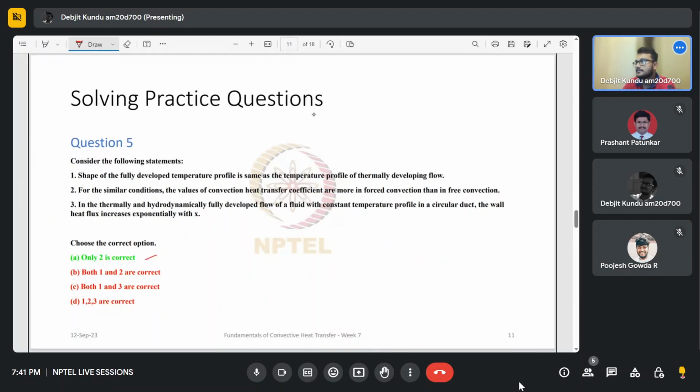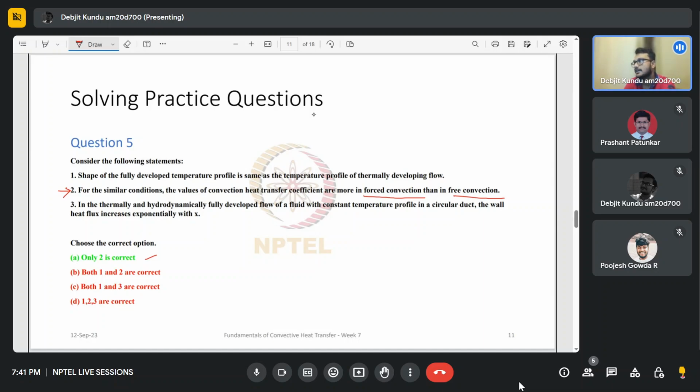So for similar conditions, the values of convection heat transfer coefficient are more in forced convection than in free convection. This comes from intuition, right? For a free convection, there will be a natural current set up by the density differences and all. But in forced convection, you can use a much higher velocity to enhance the heat transfer.